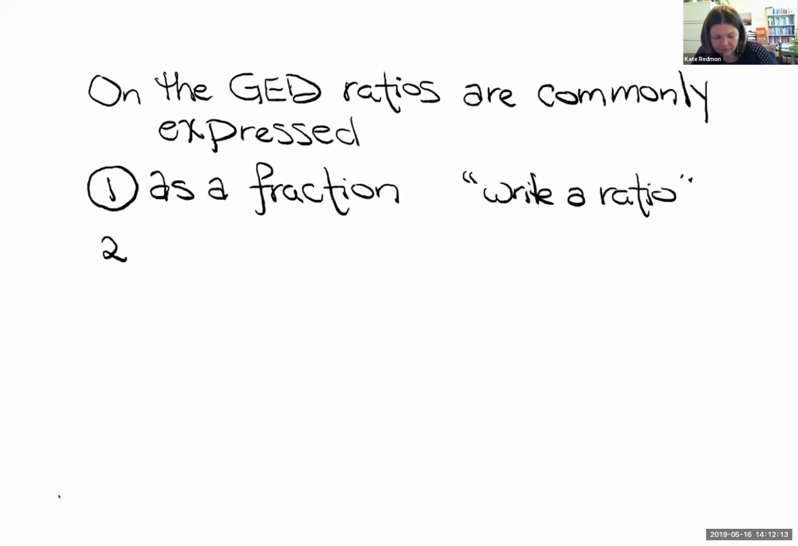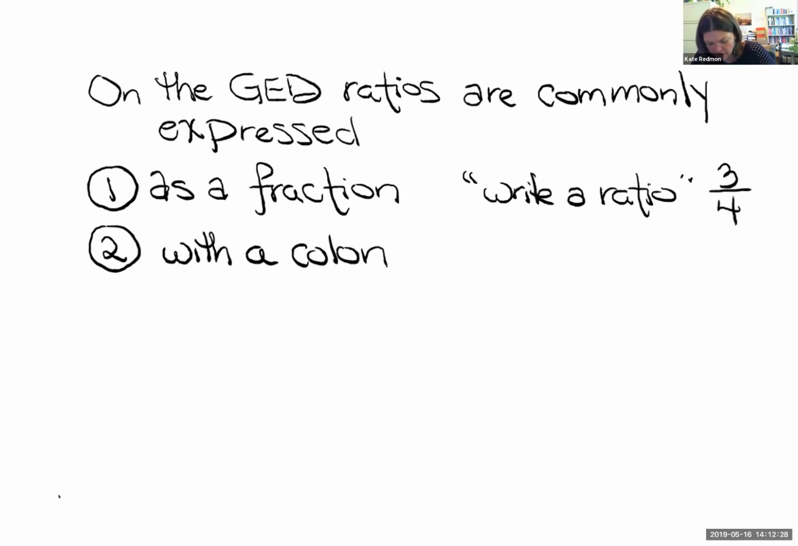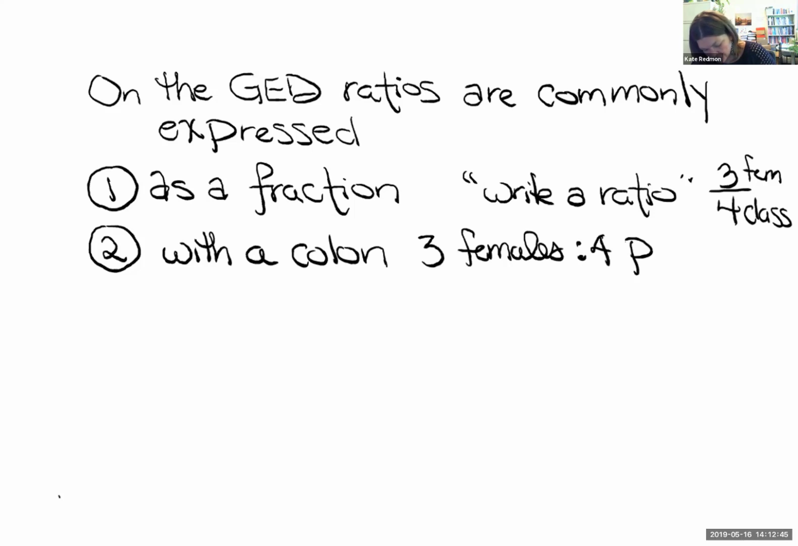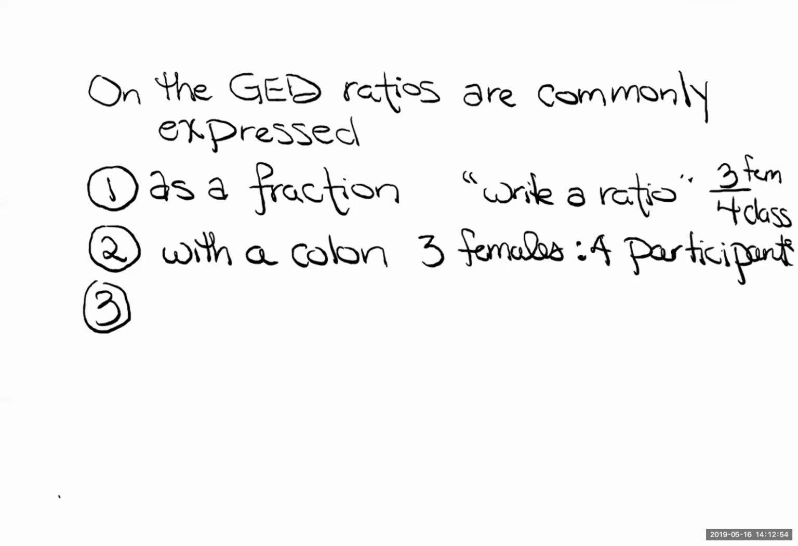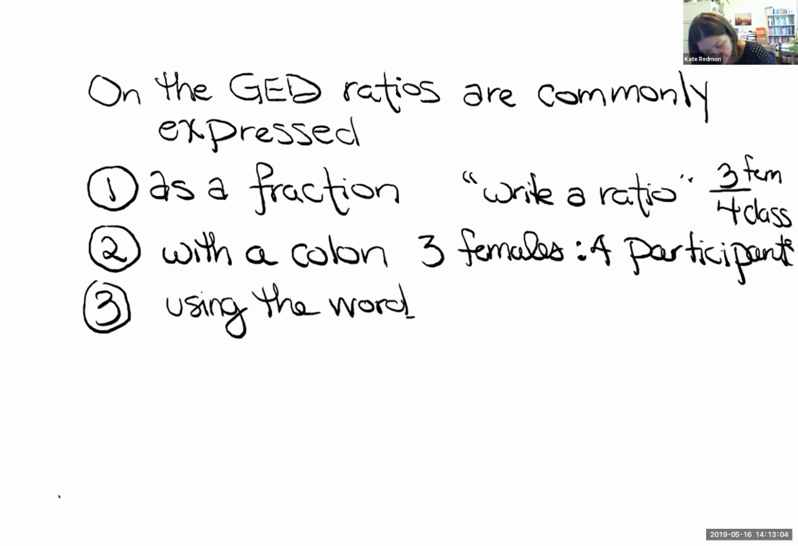Second common way you might see is with that colon that I showed you. So for example, 3 out of every 4 in our class are females. So 3 females to 4 in a class. With a colon, that would look like this: 3 females to every 4 in the class, or 4 participants, same deal. And the third and final way you're likely to see it is using the word to. They love, love, love word problems on the GED, and so you will commonly just see it written in words, you know, 3 females to every male.